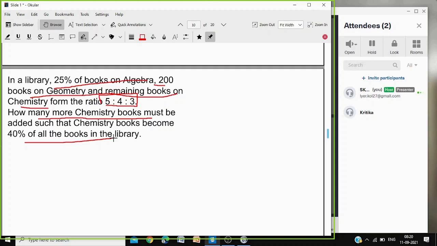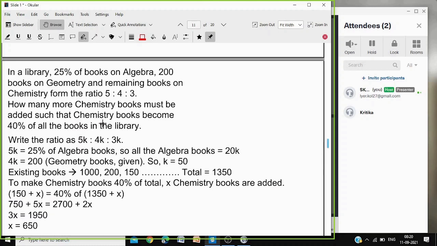So whenever you are given this ratio, you will always write it in the form of 5k, 4k, 3k, or 5x, 4x, 3x. Now 5k is only 25% of the algebra books. The first is the algebra books, this is the geometry, and there is the chemistry. So 25% of the algebra books is 5k. That means the total algebra books should be 20k. 25%, 4 times, will be 100%. So if 25% is 5k, then the total should be 20k.